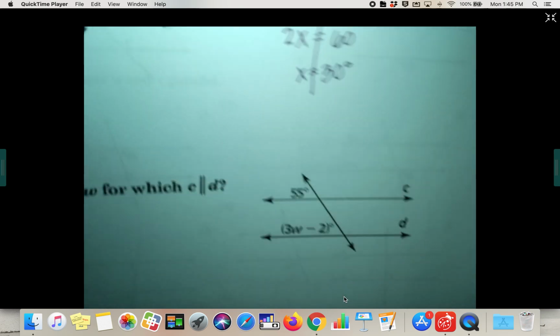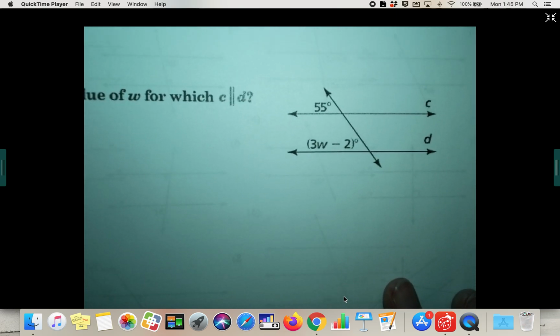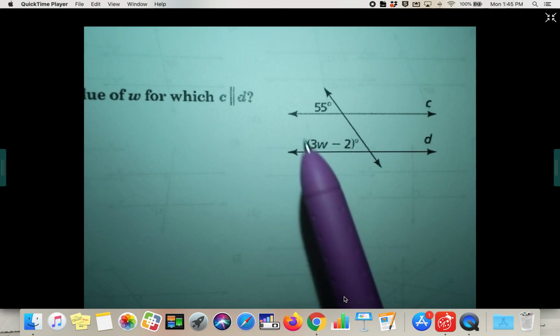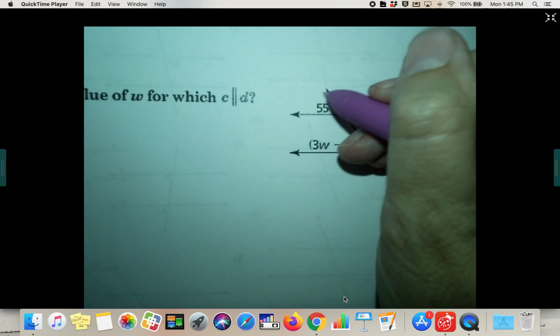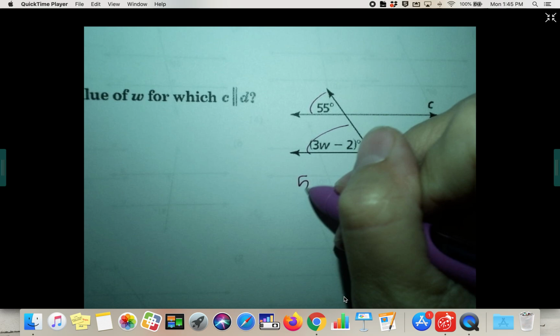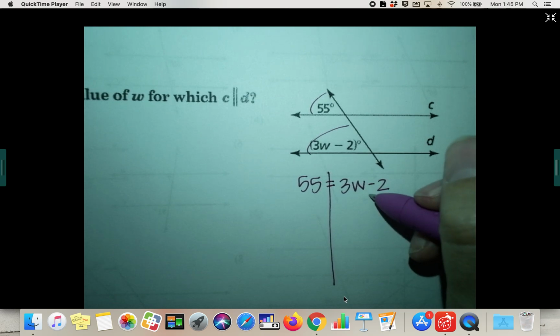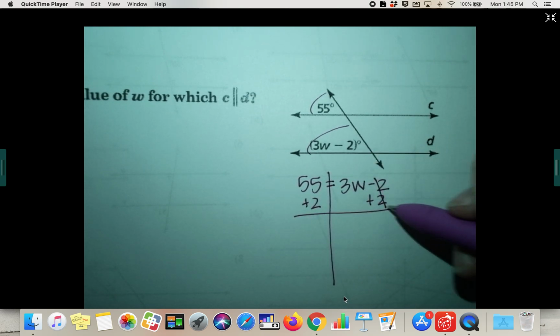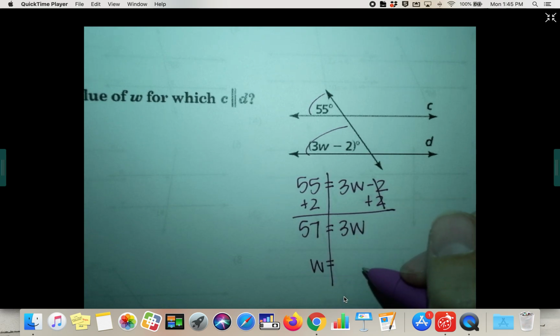All right, let's take a look at this one now. If we want to try to make C parallel to D, the relationship first between the 55-degree angle and the 3w minus 2 is that they're corresponding, so they are congruent to each other. So we're going to set them equal to each other. We would add 2 on both sides. 57 would equal 3w. If you divide 57 by 3, w would equal 19. All right, next page.